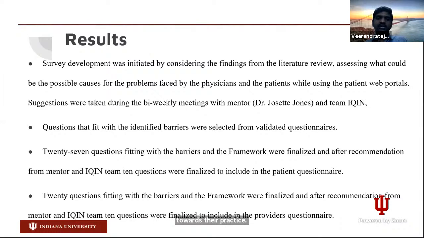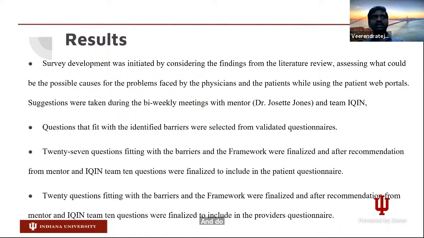And coming to the results, based on these barriers, two questionnaires, one for the patients and the other for the providers, were drafted. The patient questionnaire had 27 questions, whereas the provider questionnaire had 20 questions.